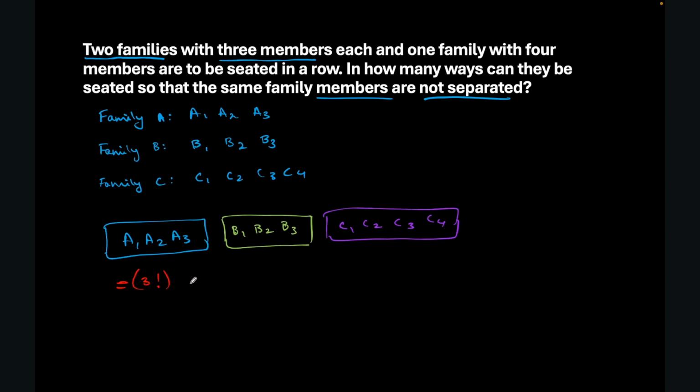Now let's look at the individuals. Within family A, they're all different people, right? So if A2 is in the middle or A1 is in the middle, it matters. It'll change up the arrangement because they're people. So family A has 3 factorial ways. Similarly, family B also has 3 factorial ways, and family C has 4 factorial ways. So technically our solution, we can condense it down to 3 factorial raised to the power 3 times 4 factorial. That's our answer. Again, super simple, nothing too crazy.